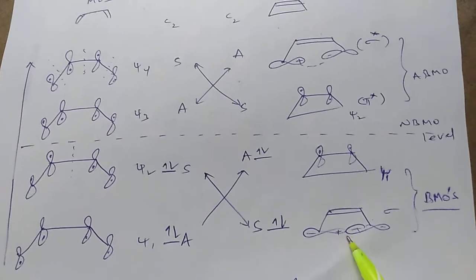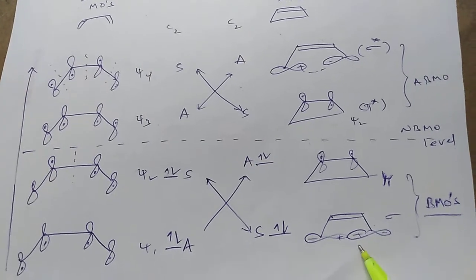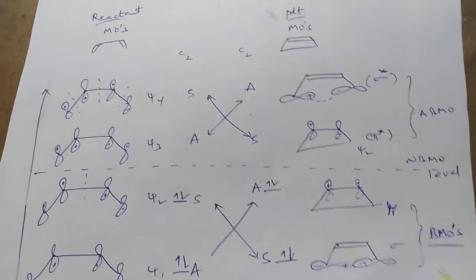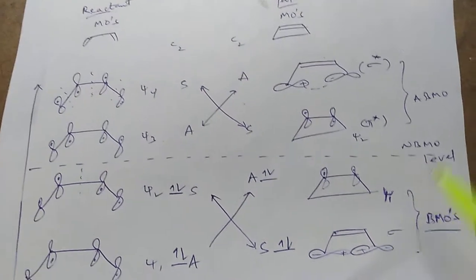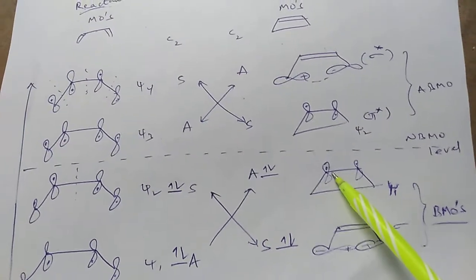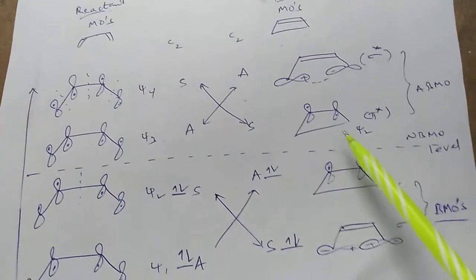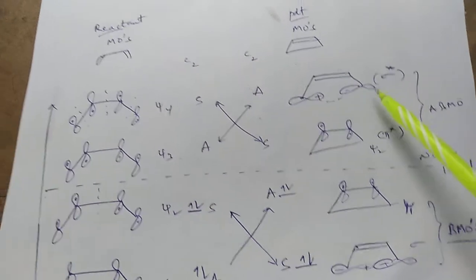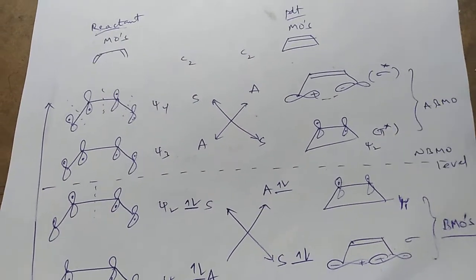In the Psi1 molecular orbital, bonding interaction is developed: one new sigma bond. It is a sigma bonding molecular orbital. Sigma star is an antibonding molecular orbital. Pi is a bonding molecular orbital, and pi star is an antibonding molecular orbital. Psi2 is a pi star antibonding molecular orbital. Sigma star is an antibonding molecular orbital.